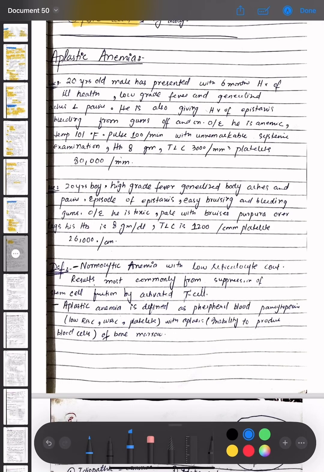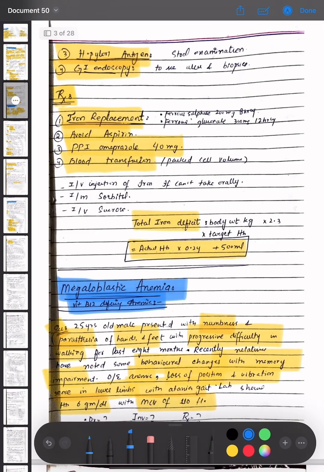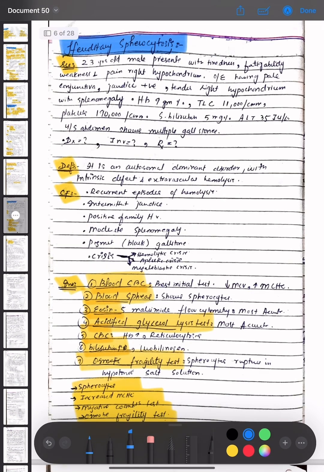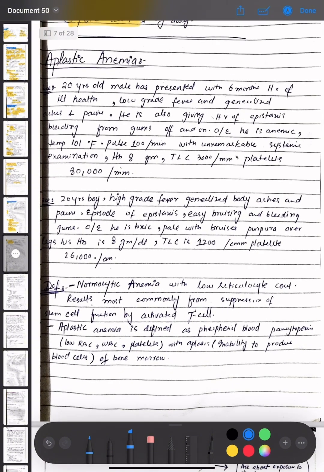Hello everyone. We have started the preparation of medicine subject and we have started the hematology portion. We have discussed the first three topics, that is iron deficiency anemia, megaloblastic anemia and hereditary spherocytosis. Now we will discuss the most important topic, that is aplastic anemia.